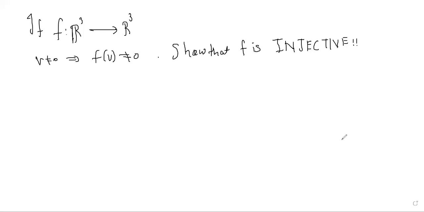Do this for R2 also, R2 to R2. Doesn't really make a difference. Yes, obviously. Otherwise, this is obviously not true. Assume it's not injective, and then doing it should not be difficult. Understanding it, you will understand its importance over time, but just doing the problem should not be difficult.